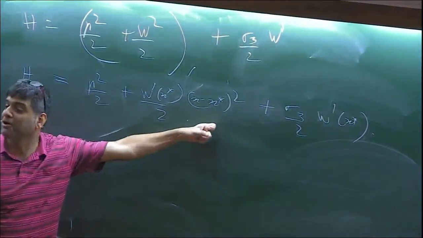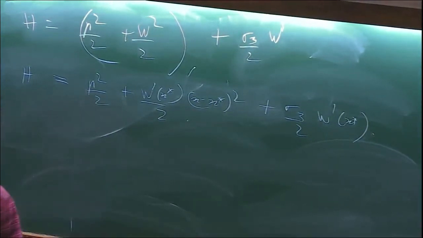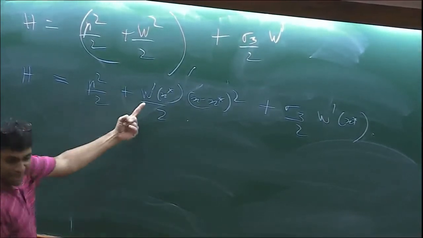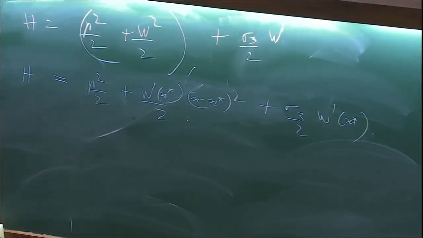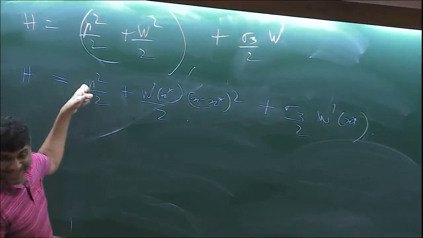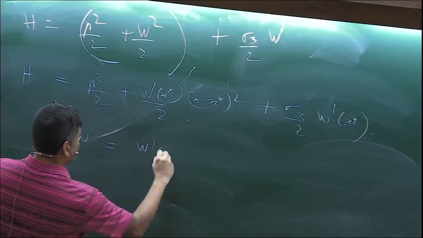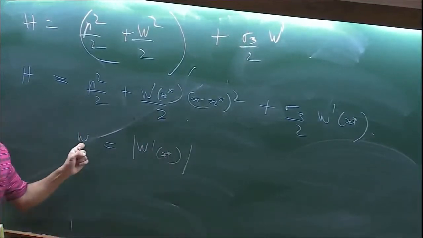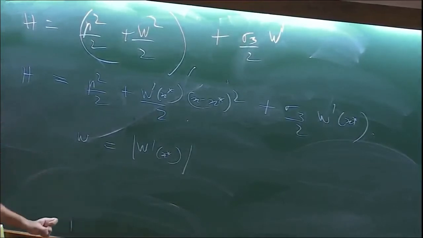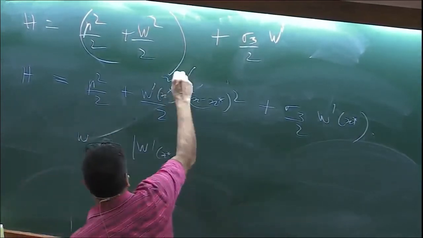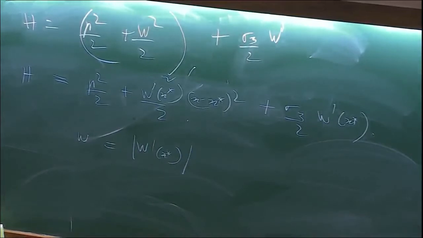Now, this problem all of us know how to solve. We're regressing, going from quantum mechanics in one dimension to the harmonic oscillator in one dimension. We all know that omega is the square root of k by m. M is 1 in this case. K is this W prime. So omega is equal to the modulus of W prime of x star. No square root, because of the error that was corrected.